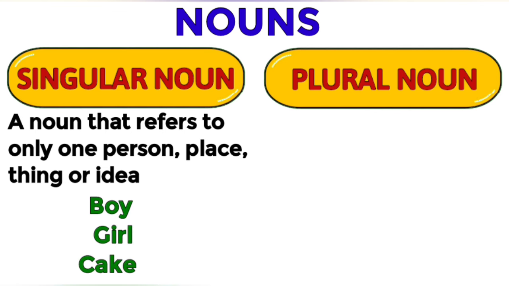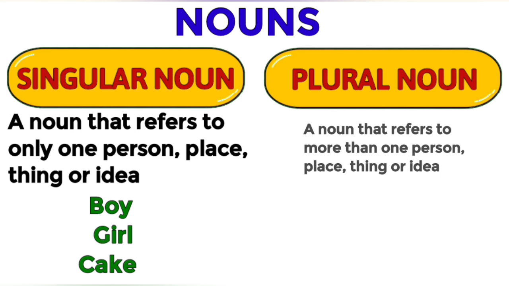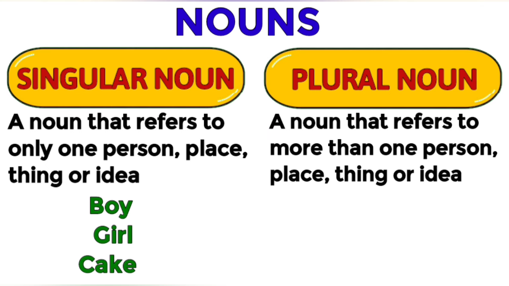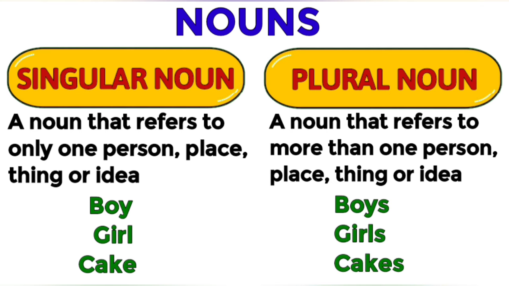For example, boy, girl or cake. While a plural noun is a noun that refers to more than one person, place, thing or idea. For example, boys, girls or cakes. Now let's understand this better with the help of more singular and plural noun examples. Let's begin.